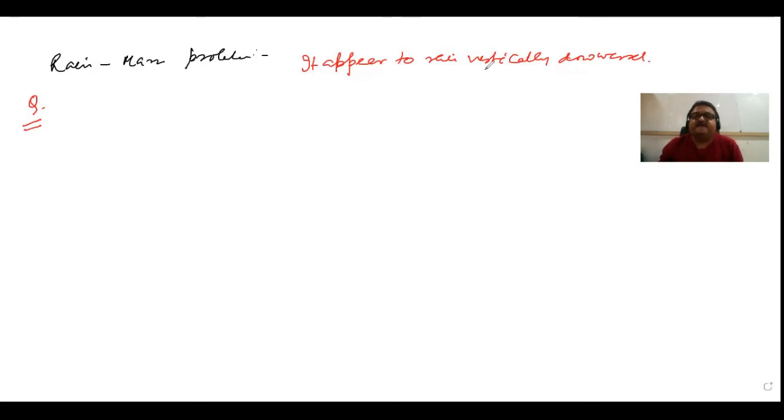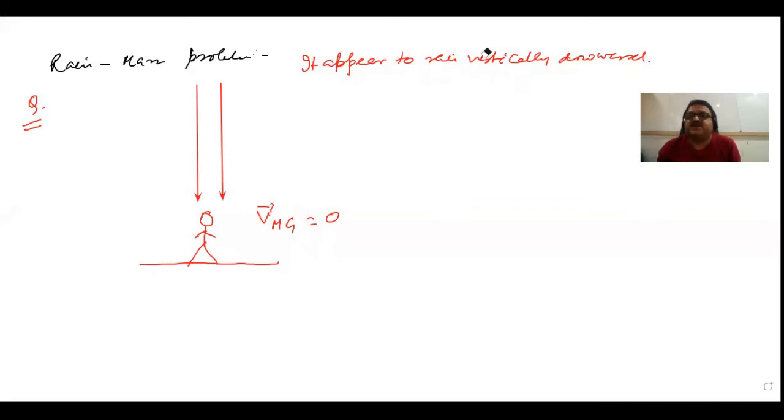So, for example, suppose a person is standing stationary on the ground. That means the velocity of the man with respect to the ground is 0. And rain is falling vertically like this. So the question is, in what direction should the man open his umbrella, correct? So the best method is this, look.